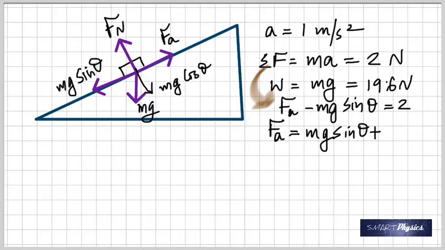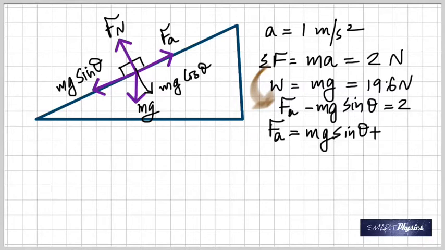What's the net force along the x-axis? There's Fa acting up. There is mg sine theta acting down. So what's the net force? Fa minus mg sine theta, isn't it? I've not introduced friction yet, have I? No. So there's no friction right now.